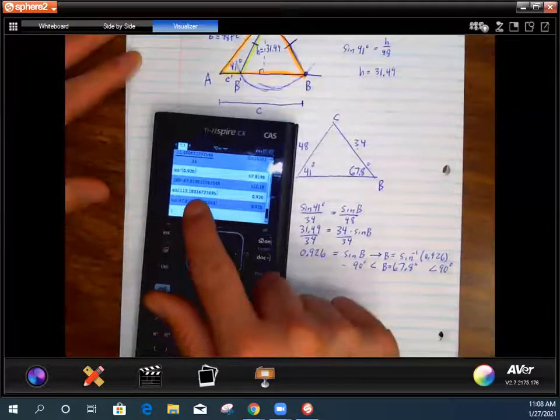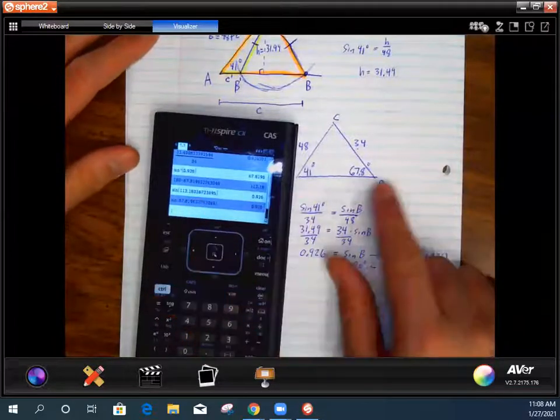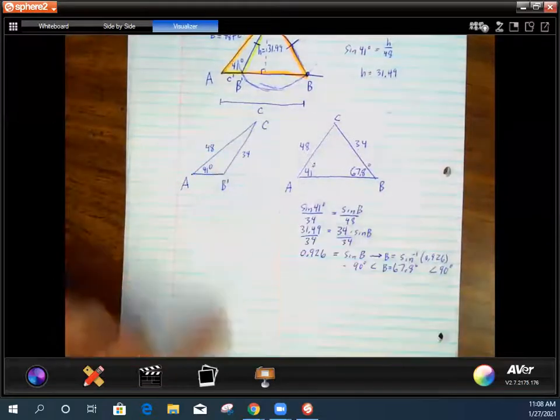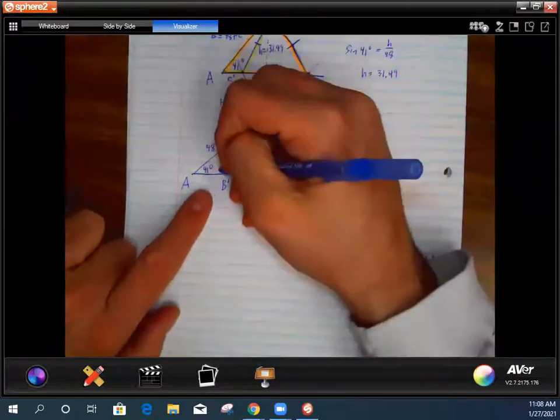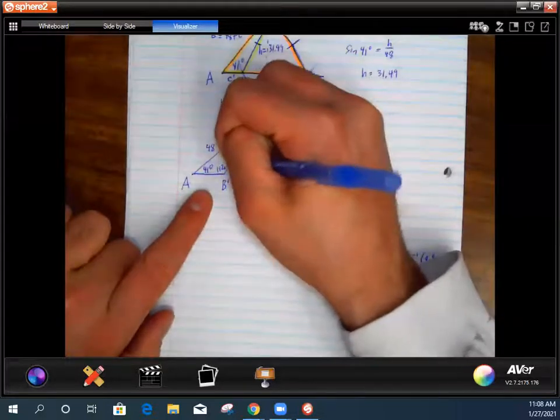Now, the reason I point out 112.2, which is the supplement to 67.8, is because that would be the angle B prime. So 112.2 degrees.